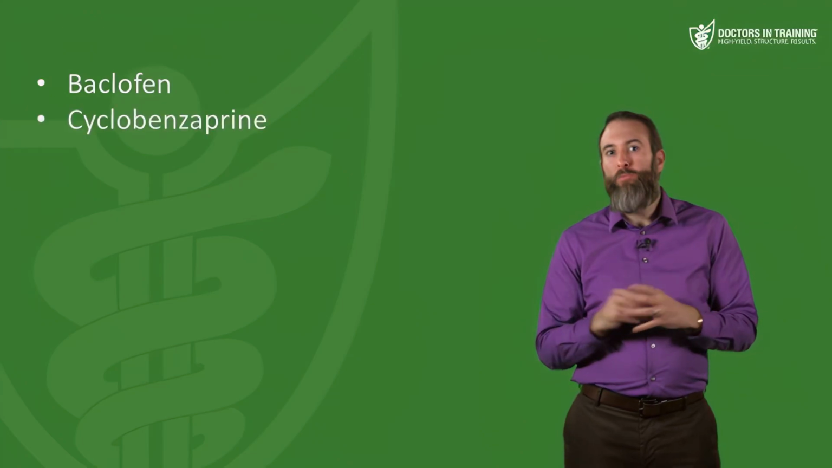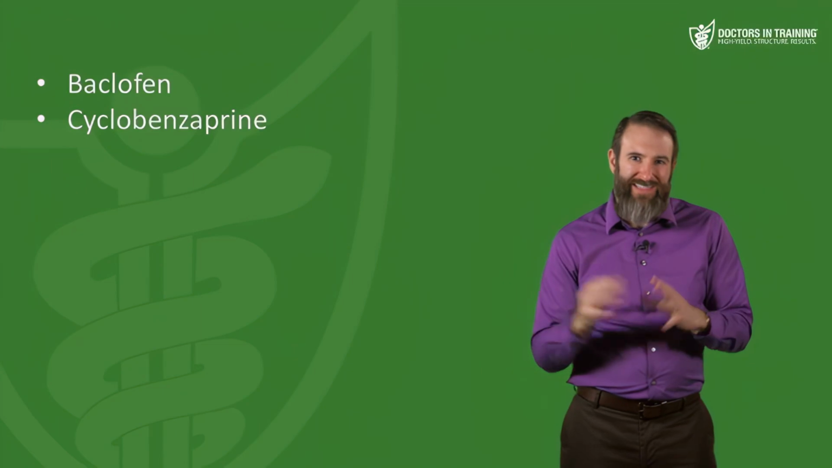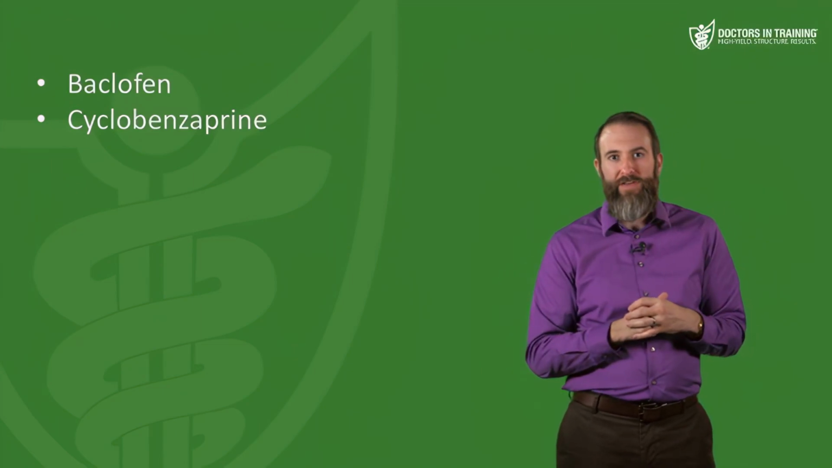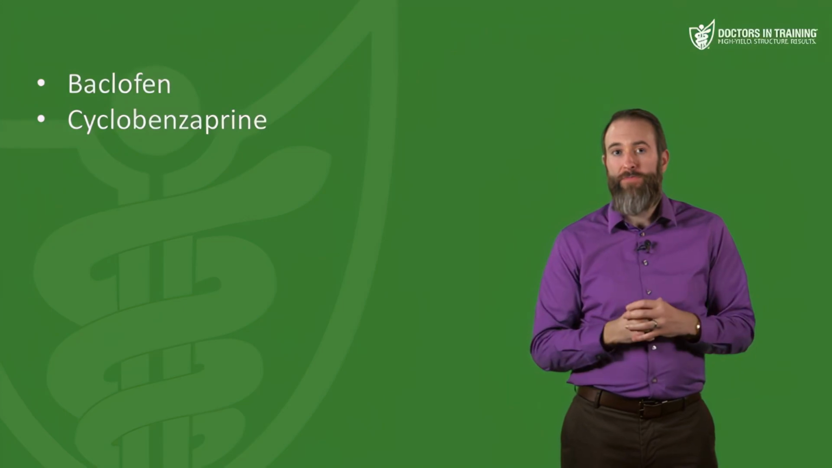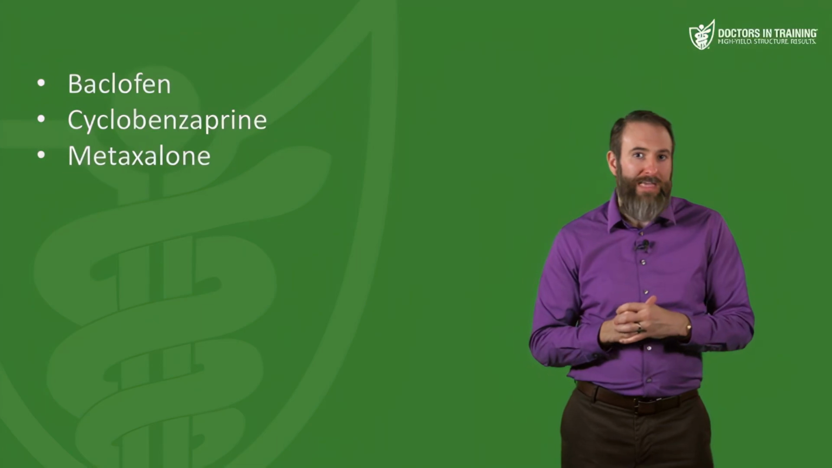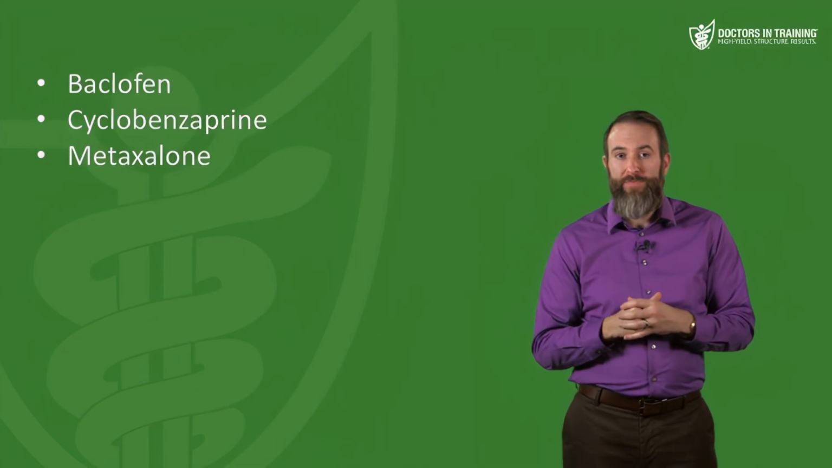Next, we have cyclobenzaprine. So it's a more centrally acting skeletal muscle relaxant. Kind of similar in structure to the TCAs. Also has some similar anticholinergic side effects like sedation and even dry mouth. Metaxalone is another muscle relaxant. We don't know the exact mechanism of action. It may work through kind of general CNS depression.